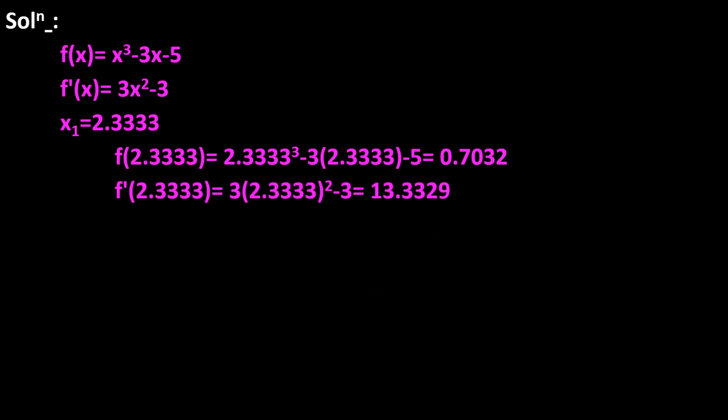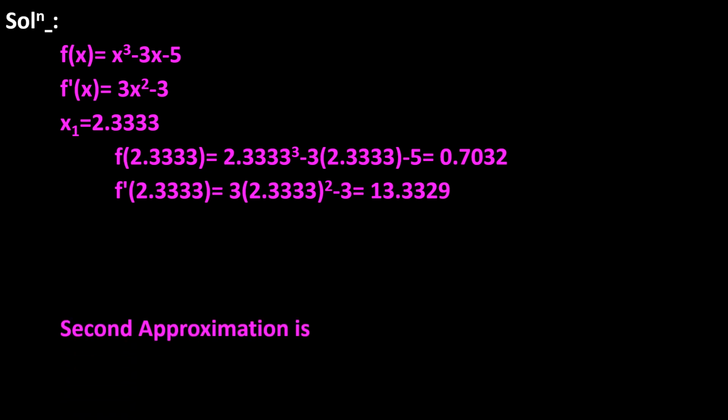Next find f dash of 2.3333. F dash of 2.333 will be equal to 3 into 2.3333 square minus 3, which will be equal to 13.3329.